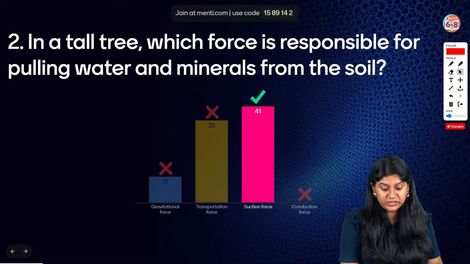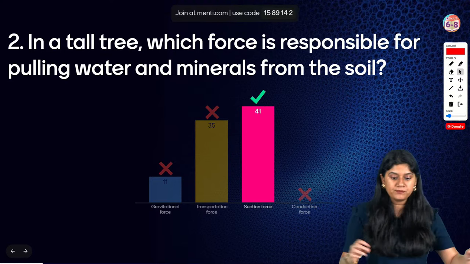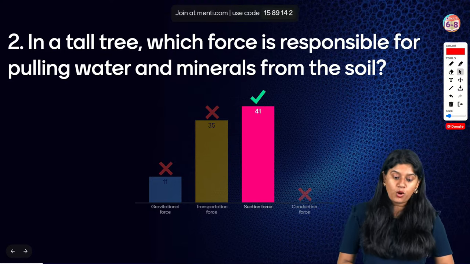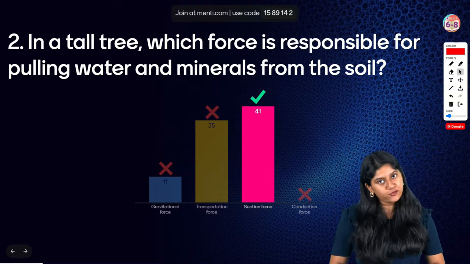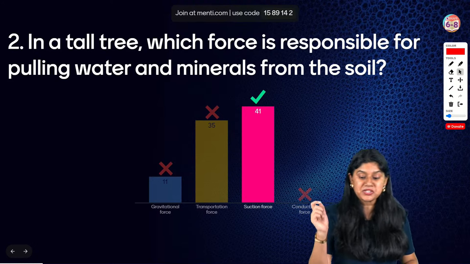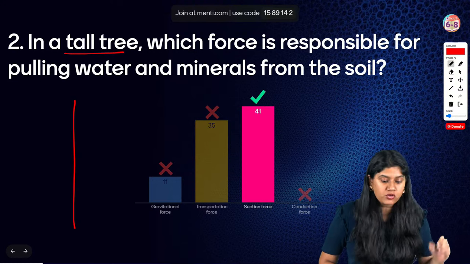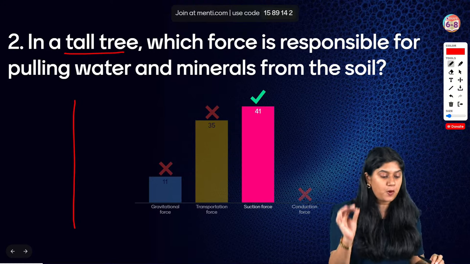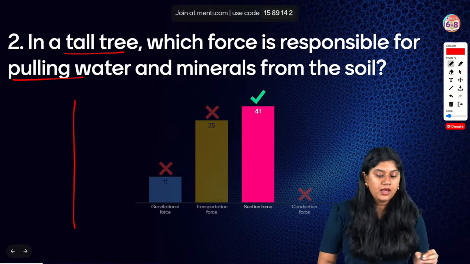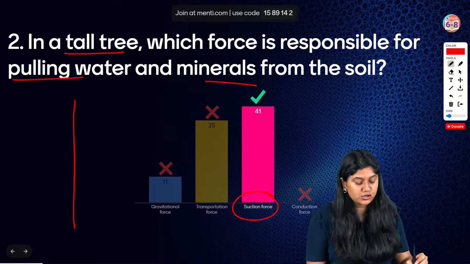Forty-four of you have voted for the correct answer, and I can see there was a confusion in two of the options, transportation force and the suction force. The question is very straightforward, everyone. They're talking that in a very tall tree, right, which force is responsible for pulling the water and minerals from the soil, and that is a suction force.